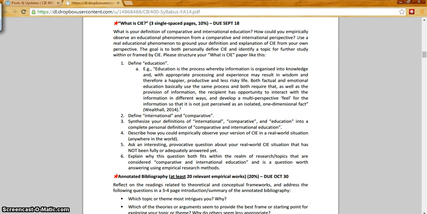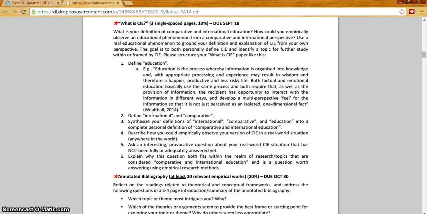This is Wellfall 2014. This actually came in my inbox as an update from an education blog that I subscribe to. I thought it was really interesting and a good way to think about how you might define education yourself, so I put it here. So don't copy Wellfall's definition, but use this as a way that you could think about how you're defining education.